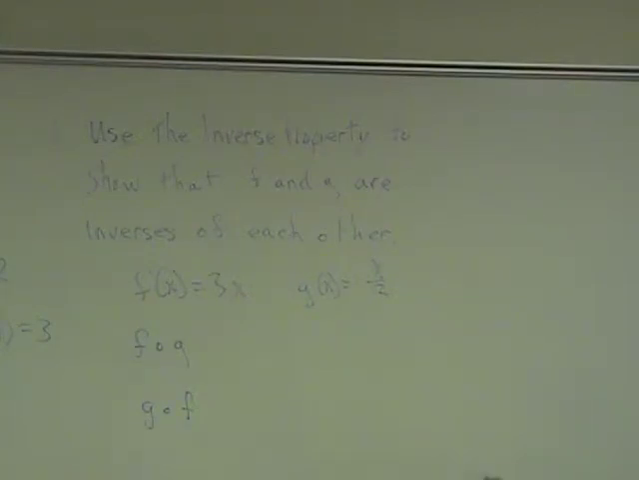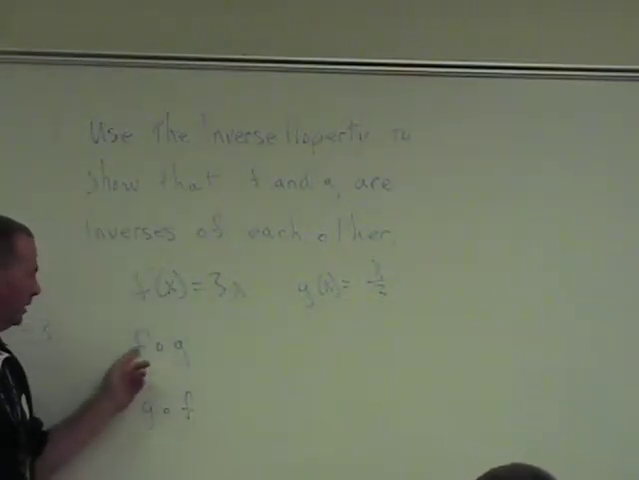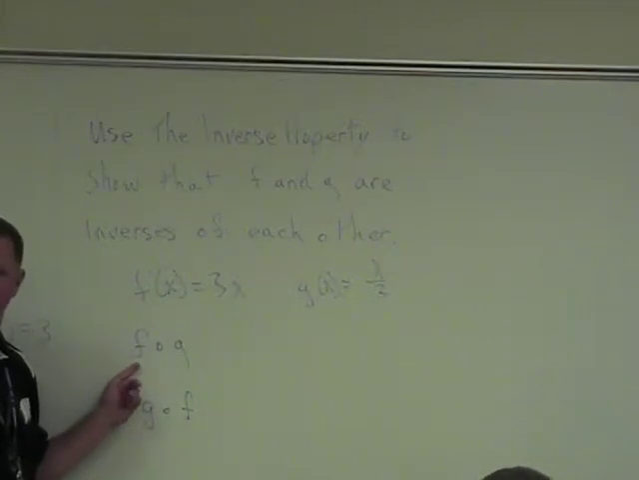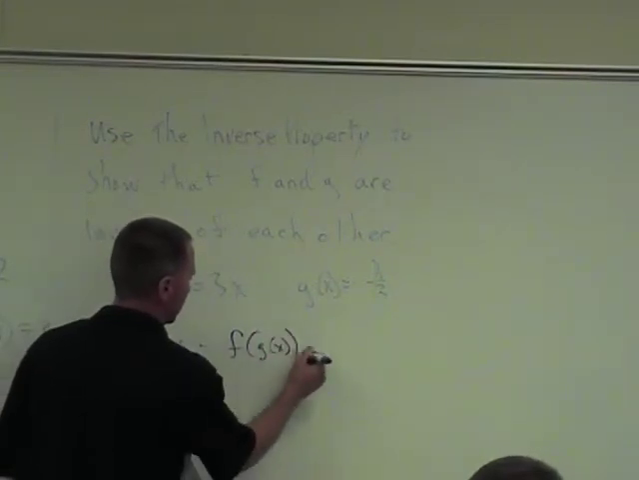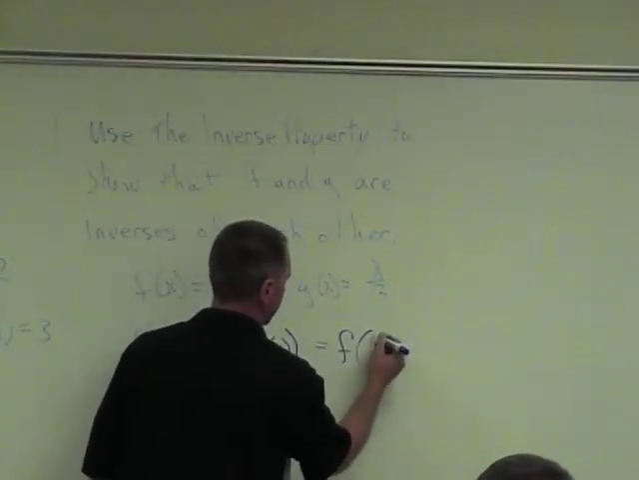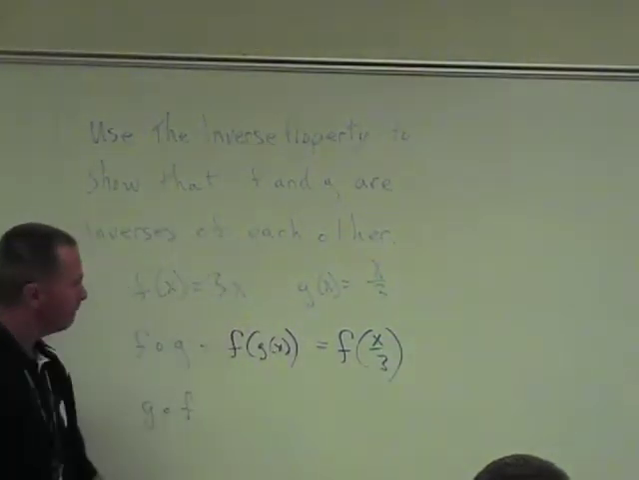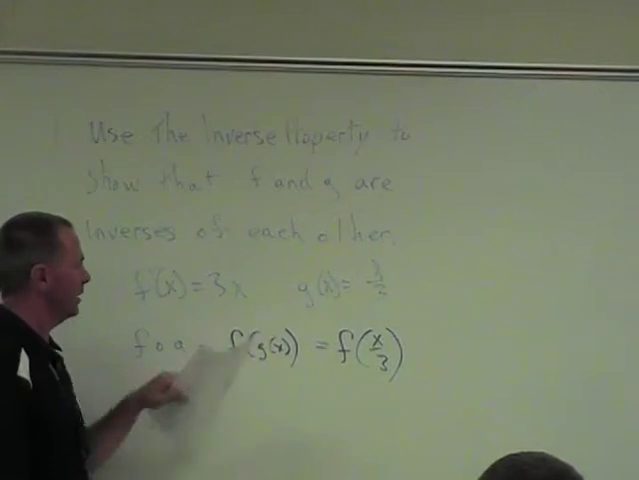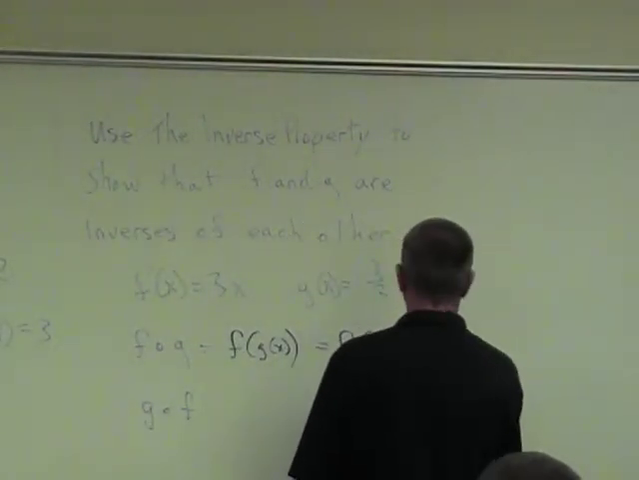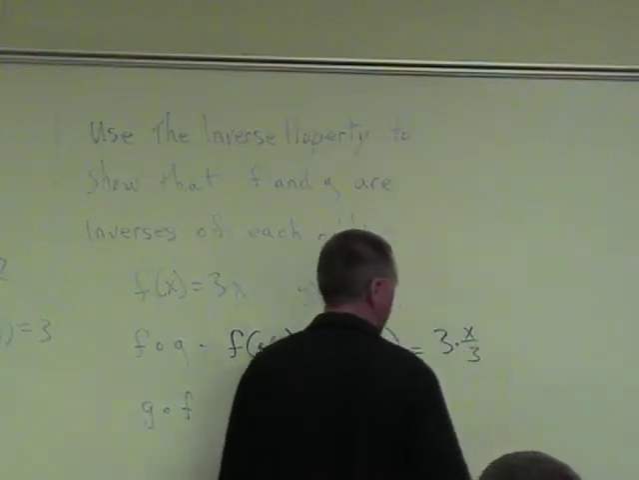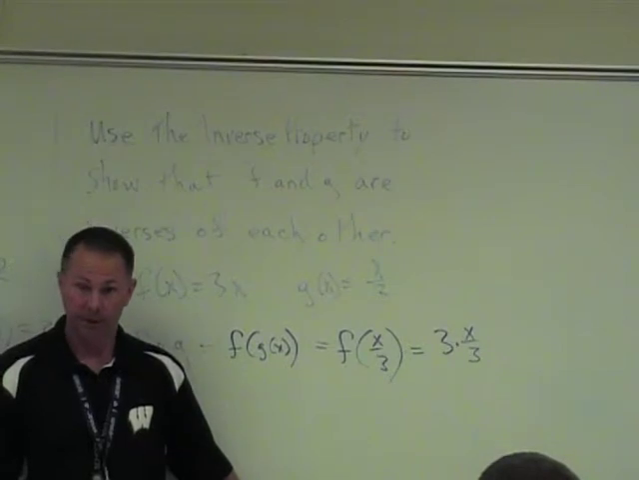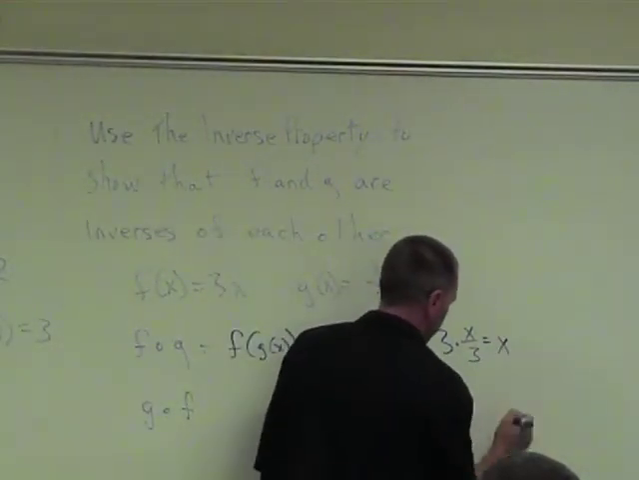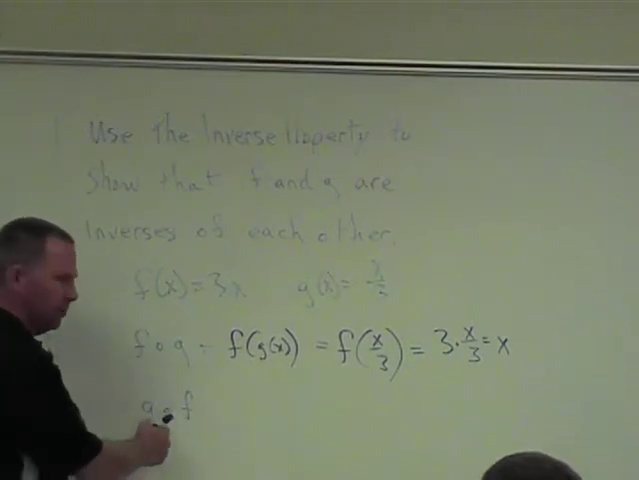Alright, so who can tell me what f of g looks like? What do I need to do? What does this mean? Yeah, so basically it's just f of g of x. So g of x is x over 3. So I'm going to substitute that in for the x in the f function. So that's 3 times x over 3. And what do you get? X. 3x over 3 is just x. The 3 is reduced. Alright, everybody do g of f.